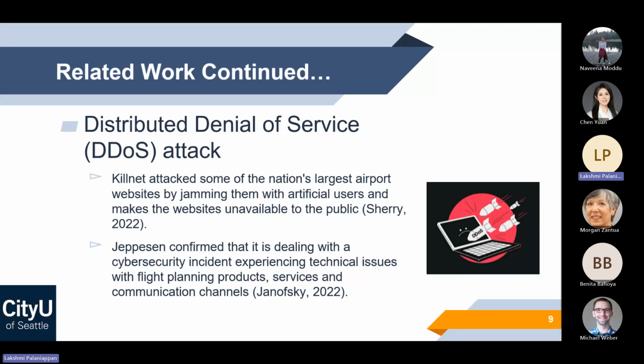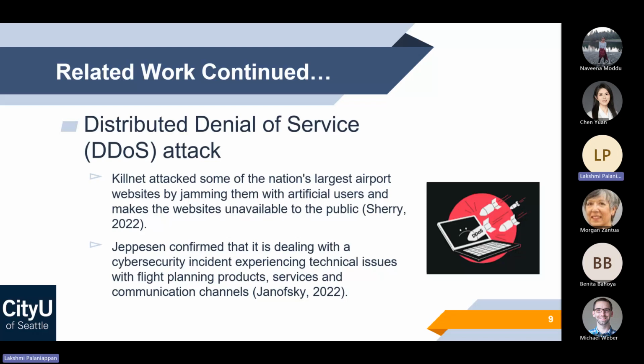A distributed denial of service attack occurs when multiple systems flood the network with requests and make the network's resources unavailable to its intended users temporarily or indefinitely. Here are a few examples that happened to the world's largest airports. The nation's largest airport websites were attacked by Killnet, a pro-Russian hacker group, using distributed denial of service attacks that caused problems, chaos, and confusion, and took down the public-facing web domains that report airport wait times and congestion.